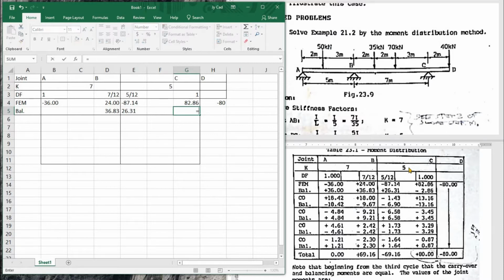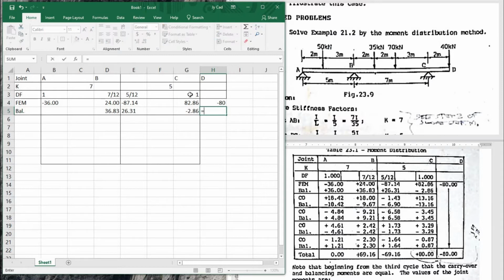So equal sign, negative, open parenthesis, 82.86 plus negative 80, close, multiplied by 1. Okay, so negative 2.86. And then dito sa kabila would be 0. If you will follow the same procedure, ganon din, di ba?